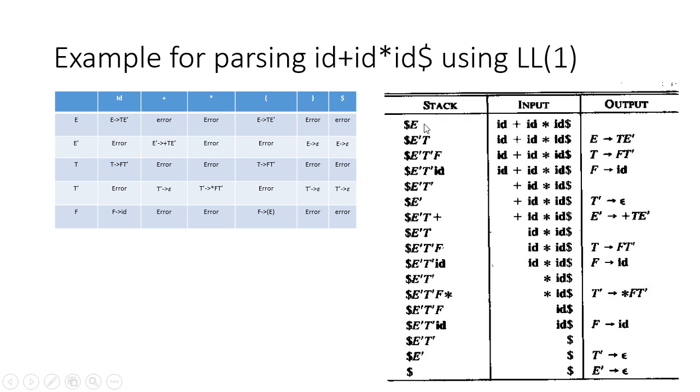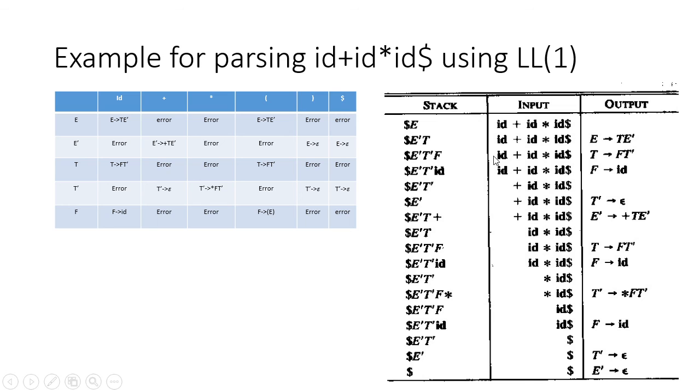So we remove E from the stack and push in E dash T. So you see that we have pushed it in reverse form. Here it was T E dash, we put it as E dash T. Then again you take T with ID. Look at the table, T with ID, you get FT dash. So you take out T from the stack and put F T dash in reverse order there. Again you take F with ID.